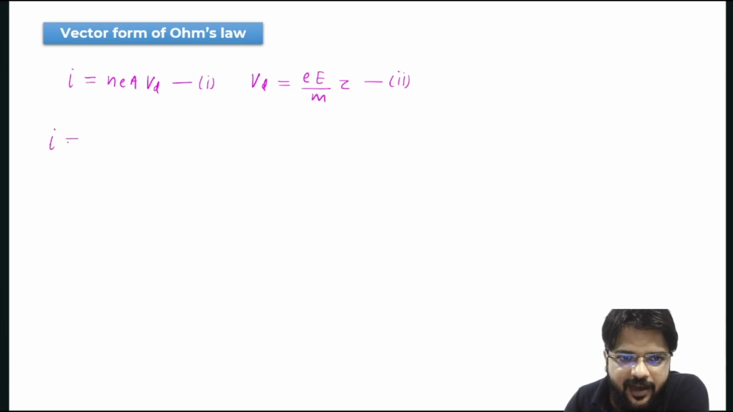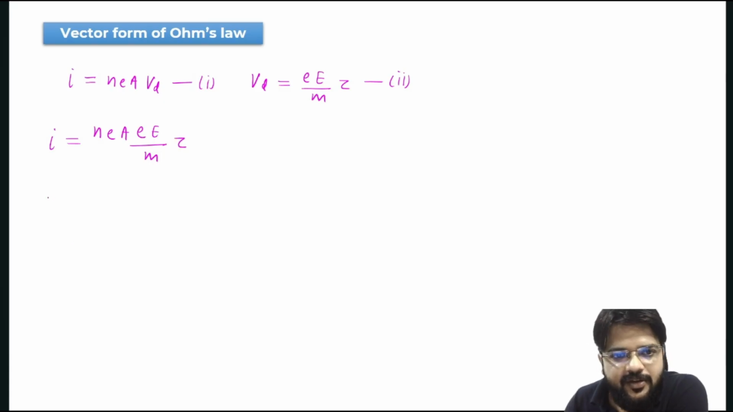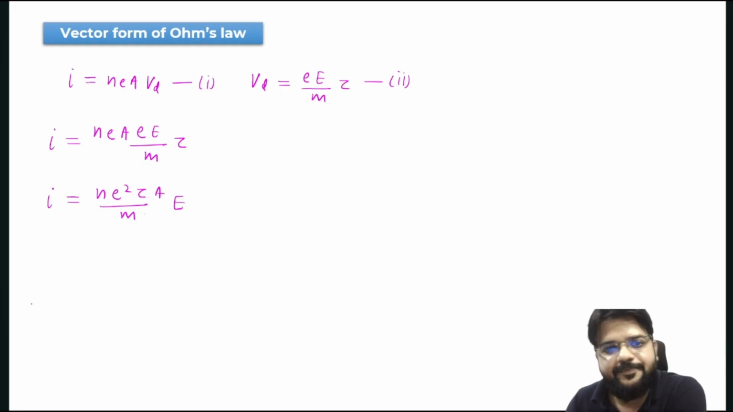So what I will get, I equal to nA into eE by m into tau. This thing we will get, correct? So I equal to ne square, E, m and tau, I am putting in multiply into area. So ne square tau A by m into E. This thing we are getting, correct?